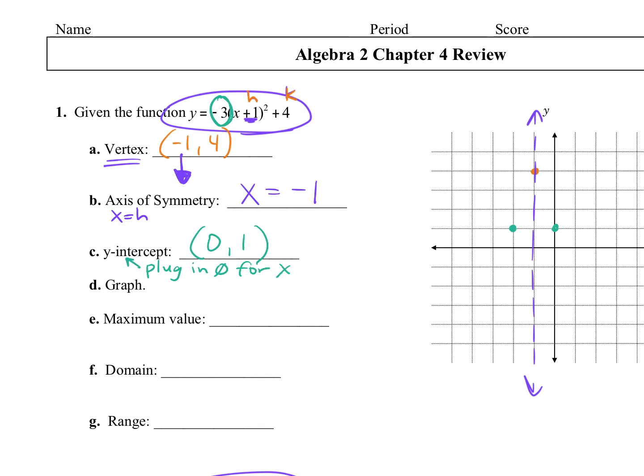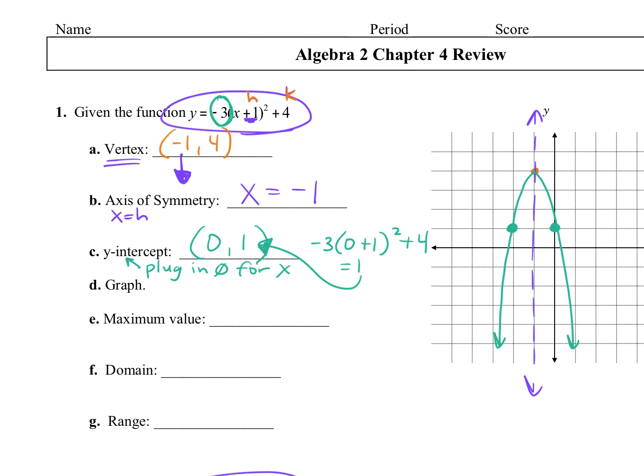Okay, when you do that, it would be -3 times 0 plus 1 squared plus 4. So that's -3 times 1 plus 4 is a positive 1, which is why we get a positive 1 right there. Okay, and then you always just reflect it. So if this is my y-intercept, then the reflection of that point would be just on the other side of my axis of symmetry. So this is your graph. 3 points is fine.